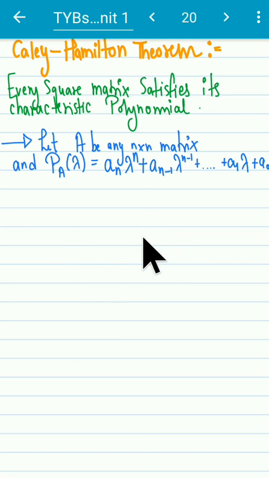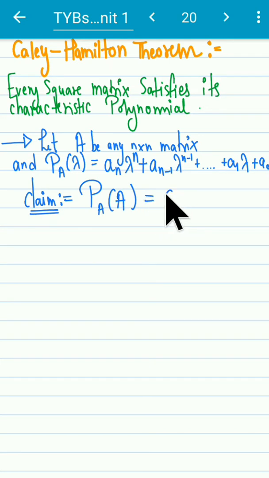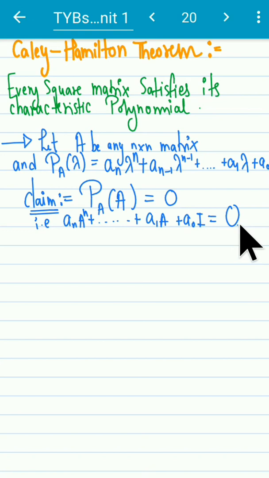So these are my assumptions: A is an n cross n matrix, and this is the characteristic polynomial. What is my claim? This is interesting. If you understand this, you understand the statement. My claim is every square matrix satisfies its own characteristic polynomial. That means p_A of A must be equal to 0. That is, I want to prove that a_n A raised to n plus dot dot dot plus a_1 A plus a_0 I, in matrix form, is equal to 0, where this 0 represents the zero matrix. Over here this I is an n cross n matrix. So I want to prove this.